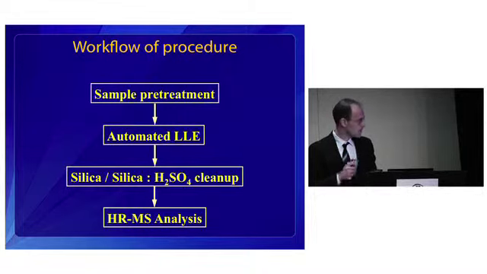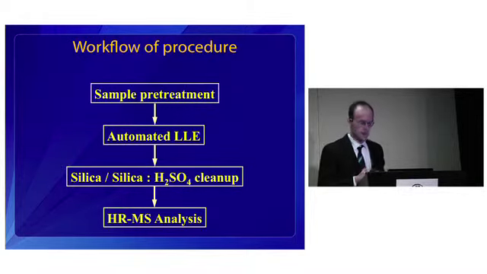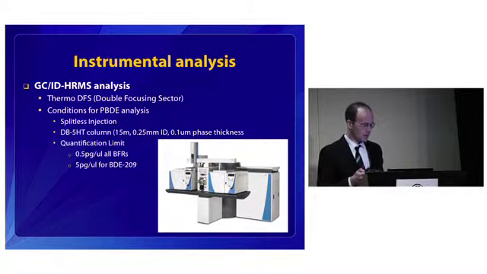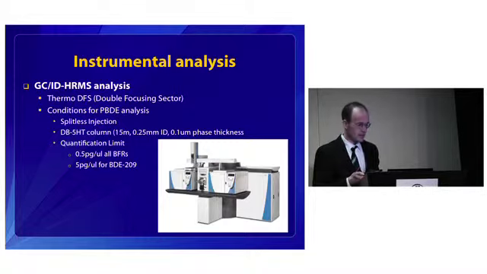We have a one-step cleanup, to minimize cleanup steps, again to reduce the risk of contamination. So a 2-layered silica and silica-sulfuric acid column. And if anyone is interested in details on the methods, we can talk after the seminar. And we finalize it with high-resolution mass spec analysis of our compounds. We use a Thermo instrument. It's a Thermo seminar after all. It's a GC-high-resolution instrument. It's a DFS, double focus sector instrument.